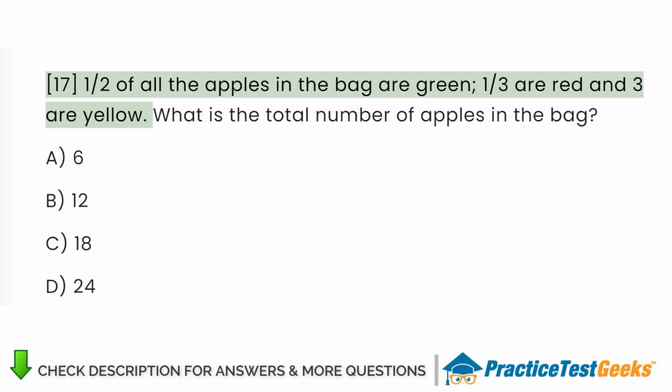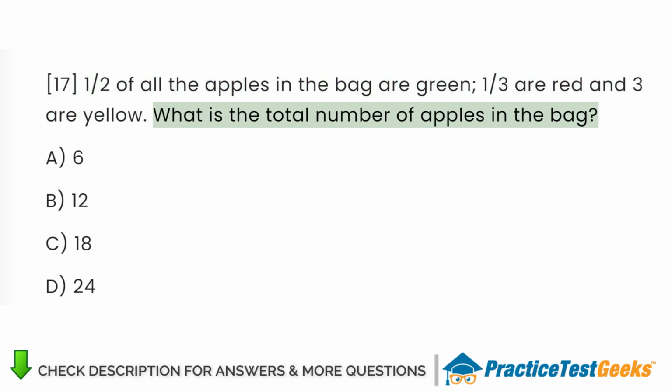1/2 of all the apples in the bag are green, 1/3 are red and 3 are yellow. What is the total number of apples in the bag? A. 6. B. 12. C. 18. D. 24.